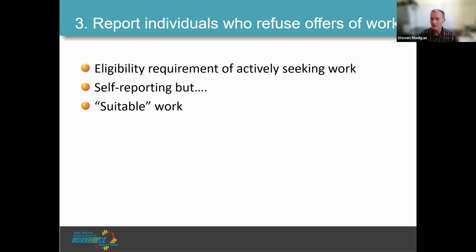And then finally, what we look at are there compelling personal reasons that would allow them to decline or refuse the offer. So the only way we can go into that investigation is if we're aware of it, and we do rely heavily upon the employers to let us know that that has indeed occurred.